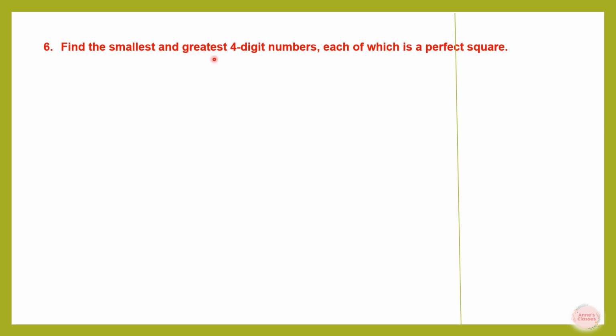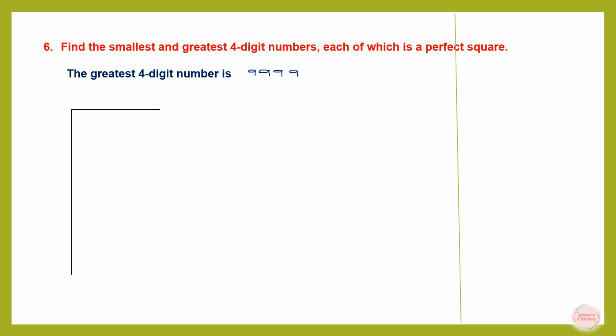Now we have to find the greatest 4-digit number, which is a perfect square. So for that, first let's take simply the greatest 4-digit number. And which is the greatest 4-digit number? 9999. And this is not a perfect square, isn't it? Now let's find out and see. If there is a remainder, it's not a perfect square. So let's divide this and see. So we have 9999. Let's pair it from right to left. If there is a remainder after this division, that means this is not a perfect square.